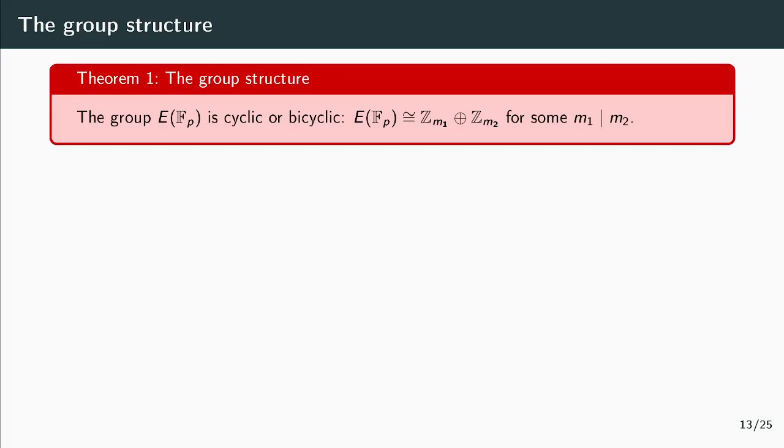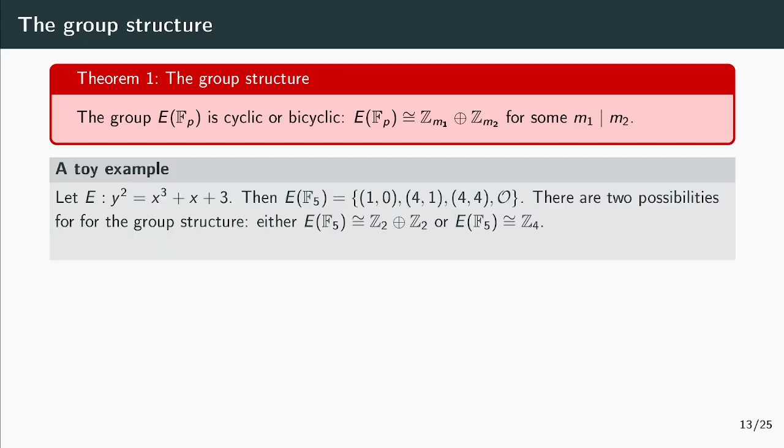This is a quite strong result, and at a very high level, you can view it as a consequence of the structure over the complex numbers. The torus is a product of two circles, and this property is kind of inherited, but the actual proof would take some work. Let's have a small example now.